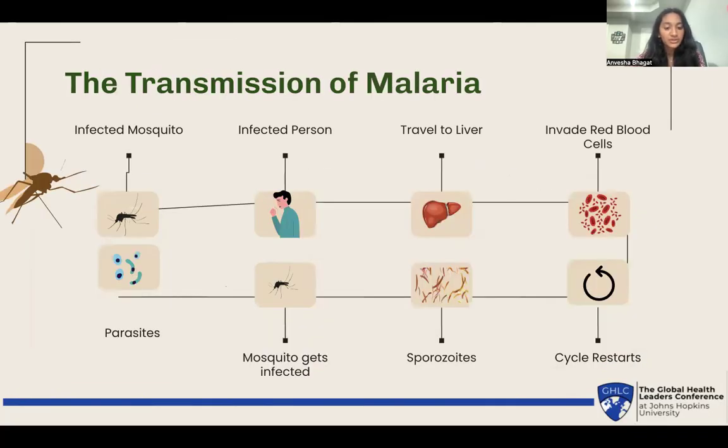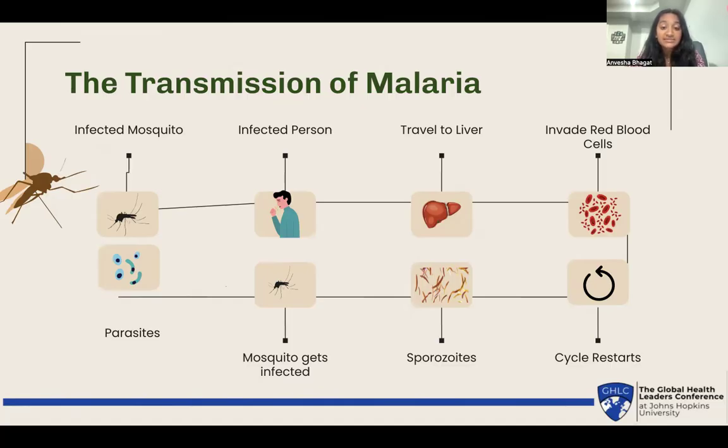So, how does the transmission work? When an infected female mosquito bites a person, it injects malaria parasites called sporozoites into their bloodstream. These sporozoites travel straight into the liver where they hide and multiply for about 7 to 10 days. During this time, the person doesn't feel sick. After leaving the liver, the parasites enter the red blood cells. Inside the cells, they grow and multiply until the cells burst, releasing more parasites. This is what often triggers the fever, chills, and other symptoms. This cycle repeats, making the person feel worse over time.